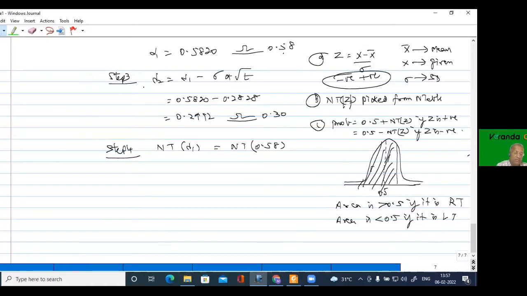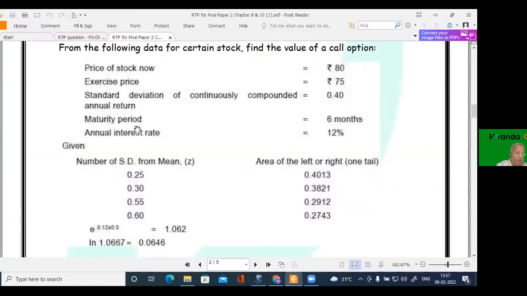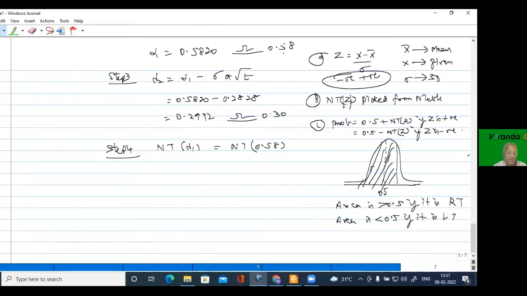For B2, it is 0.3, no problem. So we can work out a little easier. Anything that is tough, no. This is a learning point. Now, let us remove the normal table value in this fashion.